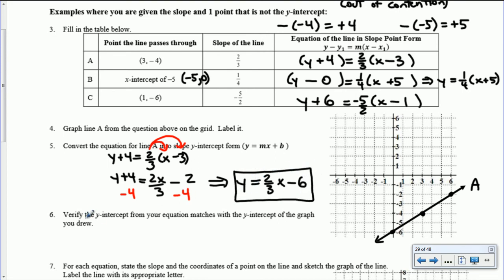Alright, so verify the y-intercept from your equation matches the y-intercept of the graph. Looks like it does, so that is at (0, -6), as is indicated here, and 2/3 right, saying rise 2, run 3. So looks good.